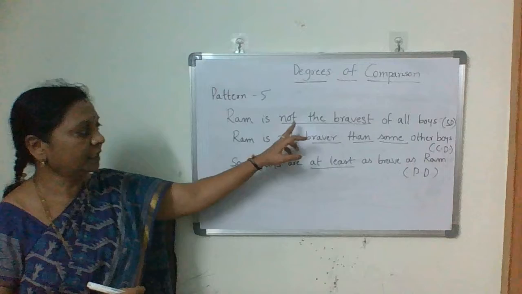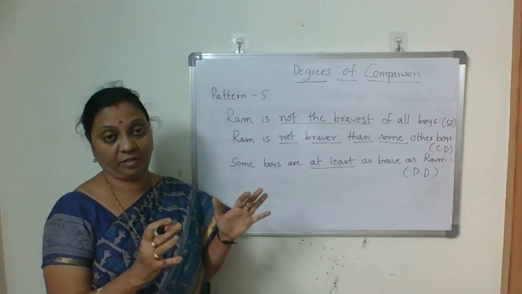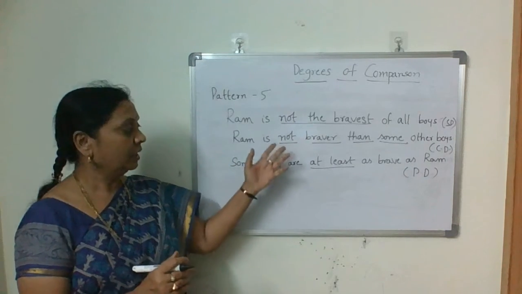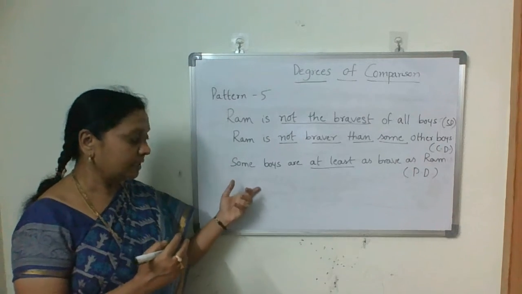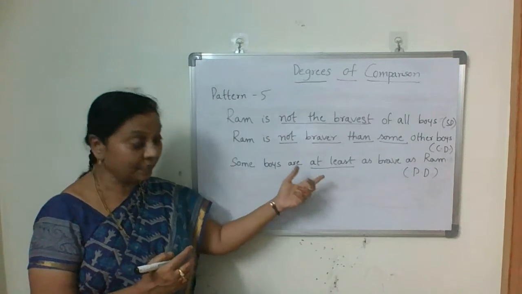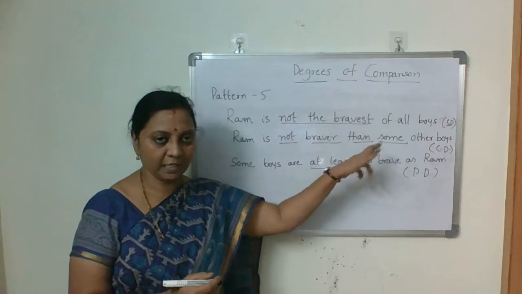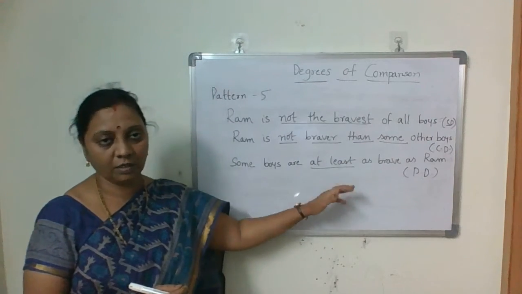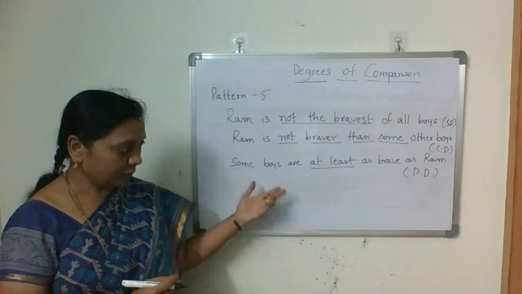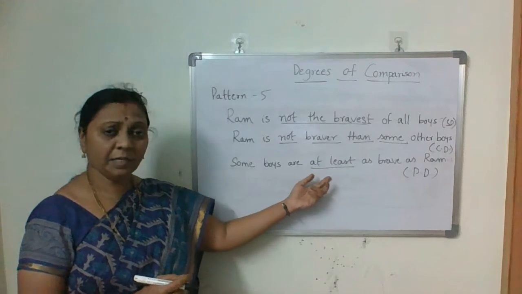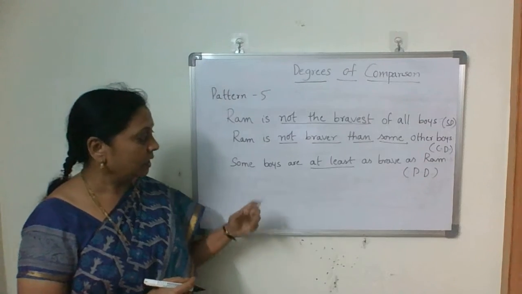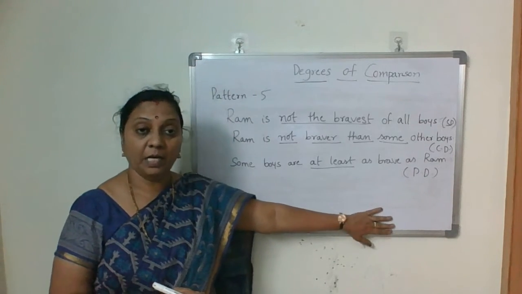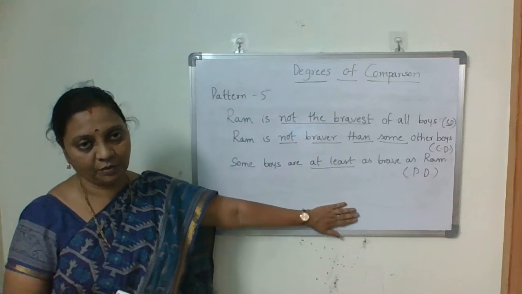Once again, look at the sentences. Ram is not the bravest of all. Ram is not braver than some other boys. Some boys are at least as brave as Ram. The expression "as brave as" is common in all positive degrees. But here we are using "some boys" and "at least as brave". Some boys are at least as brave as Ram. So in positive way we have to write this.